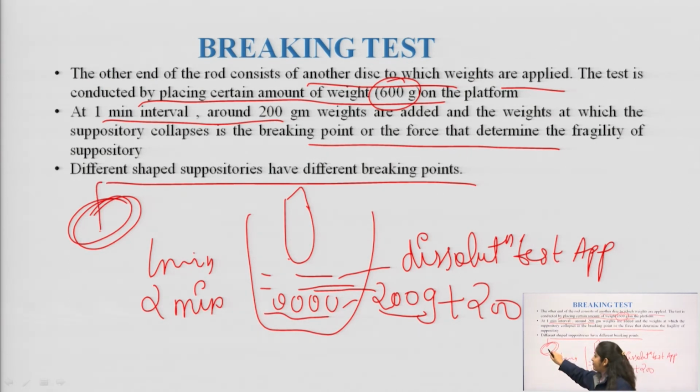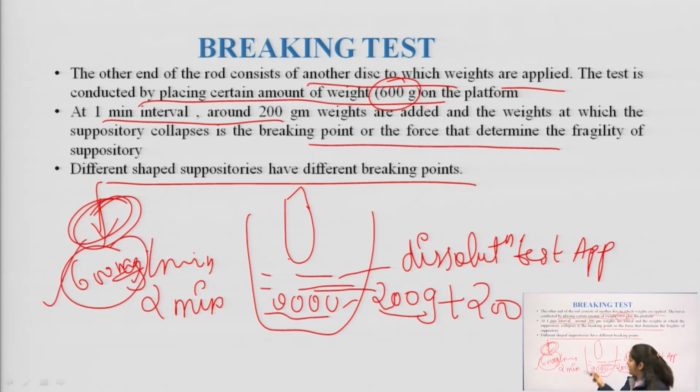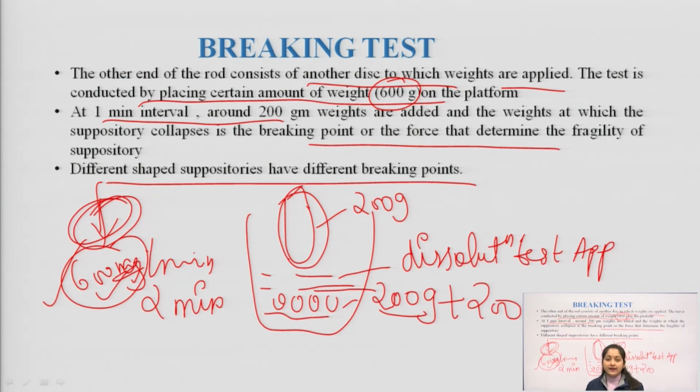So when we are adding weight on this suppository, we can take a case here that a pessary is going to break when you apply 600 gram of weight. So here the breaking point of that pessary is going to be 600 gram. However, in the case of a rectal suppository, even if I attach 200 gram weight, a breaking point is achieved. So I can say that pessaries have a higher breaking point as compared to rectal suppositories. So the breaking point helps us to analyze at what weight the suppository is going to break or become brittle. Moving on.